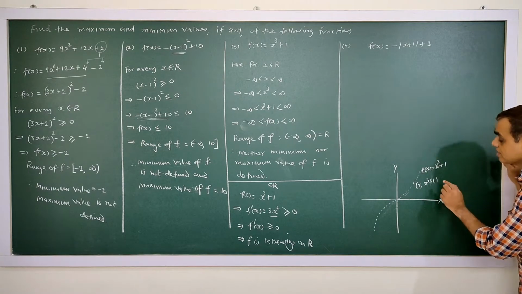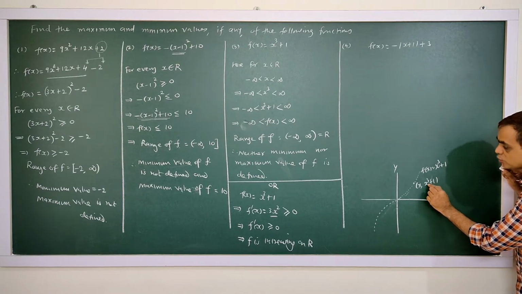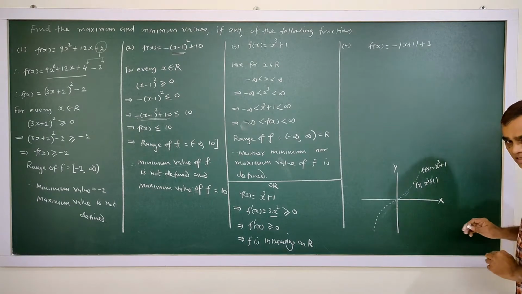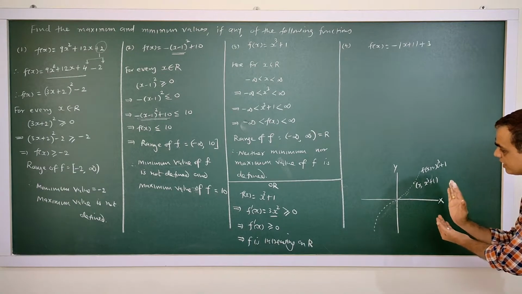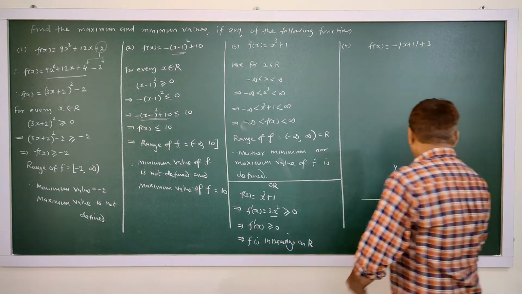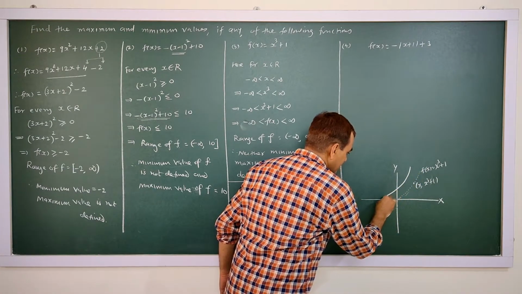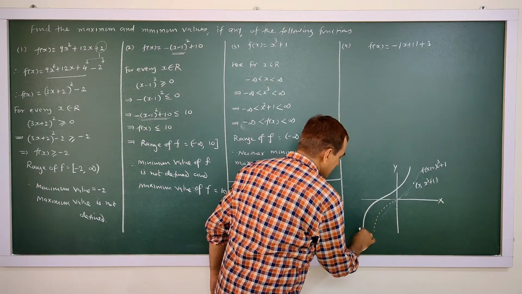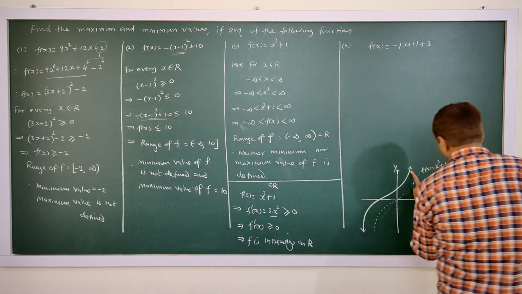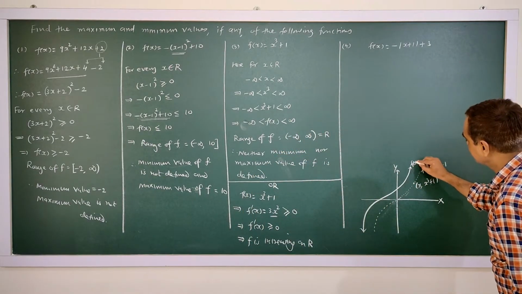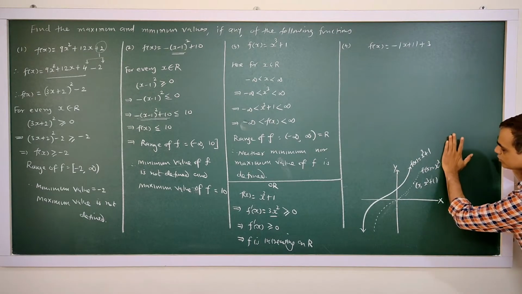So what happens? The y coordinate is increased by 1. So this graph will be shifted 1 unit in the vertical direction. So the graph will be something like this. This is the graph of f(x) = x³ + 1. This was f(x) = x³.